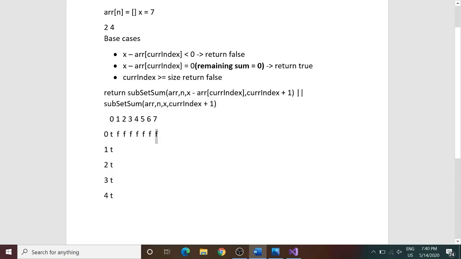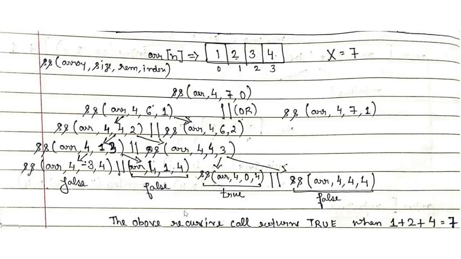And what is this base case? Sorry, it is only these false values I am talking about. It is this base case. What was this current index greater than or equal to size signifying? Why did I return false over here in this recursive tree? What does this 4 signify? This 4 signifies that I am out of bound of my array.